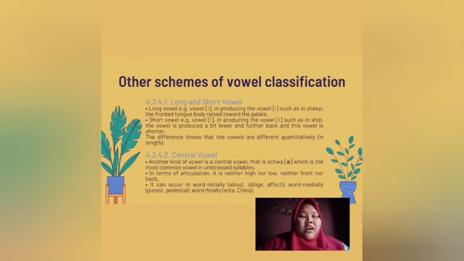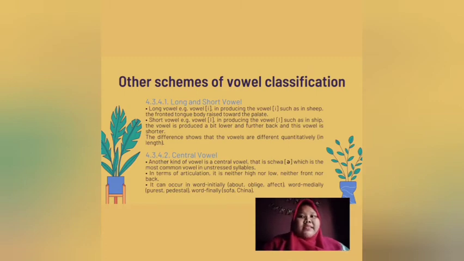I'm going to present about other schemes of vowel classification. The first is long and short vowels. Based on the duration of production, vowels fall into two types, namely long vowels and short vowels. Long vowel, for example, the vowel i with a non-capital letter, in producing the vowel such as in sheep, the fronted tongue body is raised toward the palate. Short vowel, for example, the vowel I with a capital letter, in producing the vowel such as in ship, the vowel is produced a bit lower and further back, and this vowel is shorter. The difference shows that the vowels are different quantitatively in length.